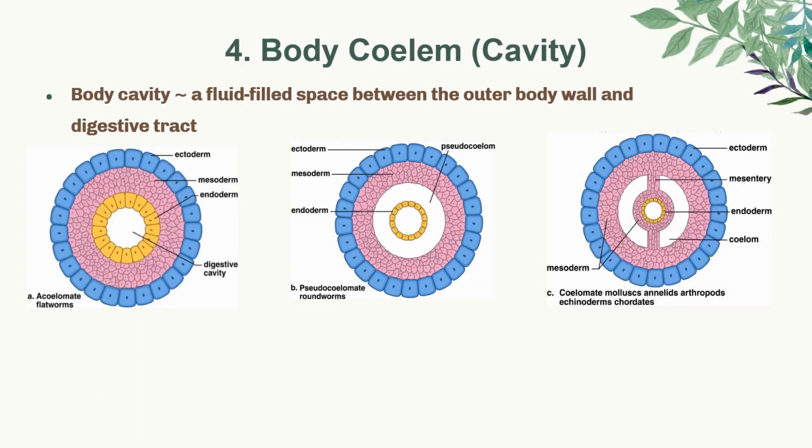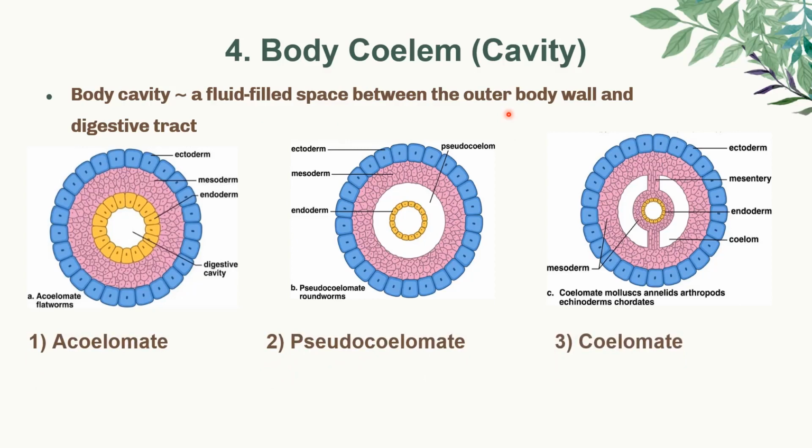The fourth one is body coelom or body cavity. The body cavity is a fluid-filled space between the outer body wall and the digestive tract. There are 3 types of body coelom. First is acoelomate, second is pseudocoelomate, and third is coelomate or eucoelomate. Acoelomate means there is no body cavity at all, no coelom. So the body is solid.